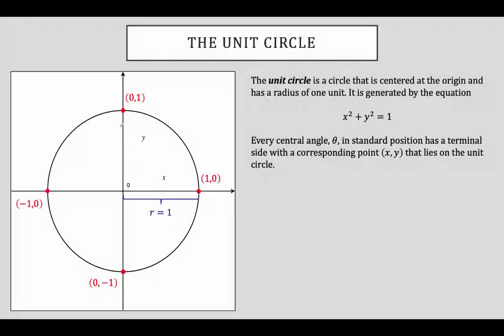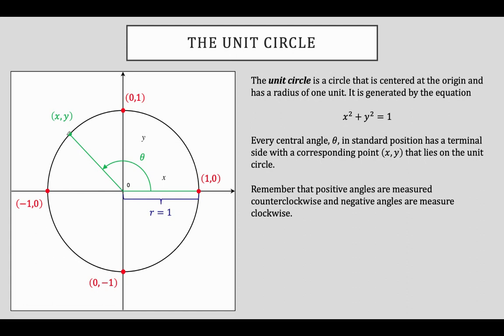Now, every central angle theta in standard position means that our initial side is on the positive x-axis and the vertex is at the origin. Keep that in mind. Every single central angle in standard position has a terminal side with a corresponding point (x, y) that lies on the unit circle, right? So any angle that I draw, I can always have some corresponding point (x, y) that's located on this circle. Remember that positive angles are measured counterclockwise and negative angles are measured clockwise. So this right here would be an example of a positive angle theta.